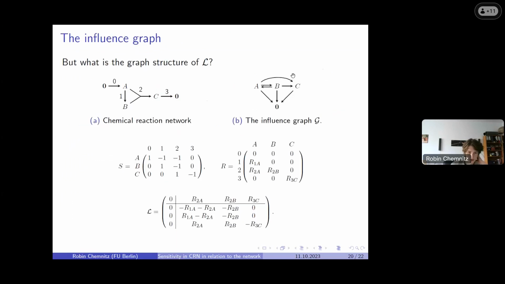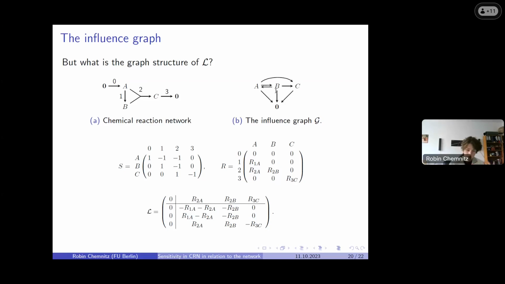Can you remind me again, how did you get an influence graph? You have a chemical reaction network and also the influence graph. Are they related? They are related, right? Yes. So just based on the stoichiometric matrix, you can determine the influence graph.